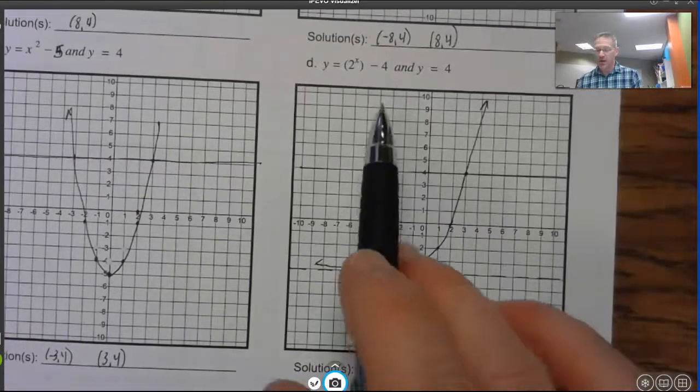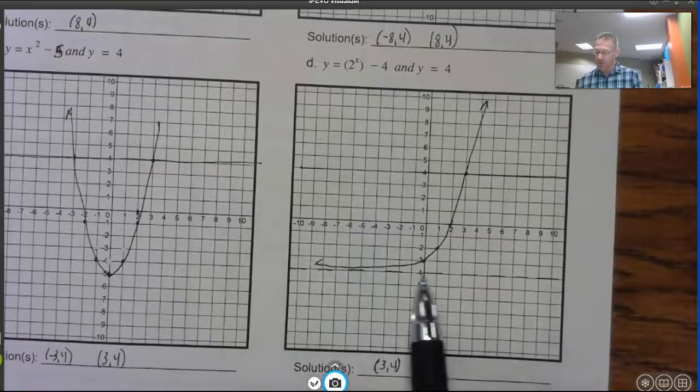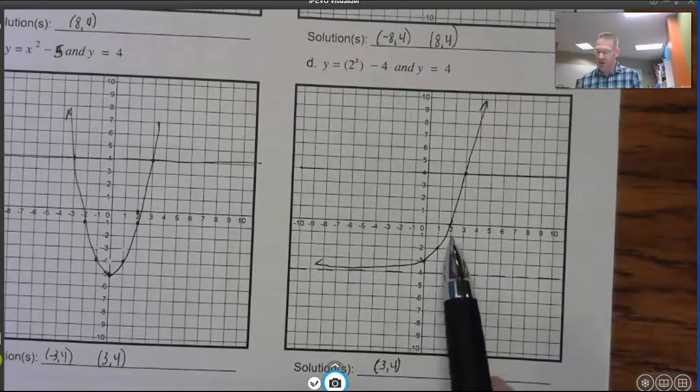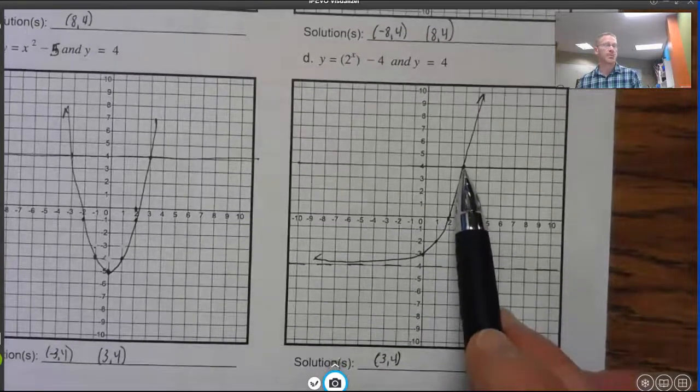And we look at our exponential here. Our floor is -4, and if we continue our pattern here, we get another point of intersection at 3, 4.